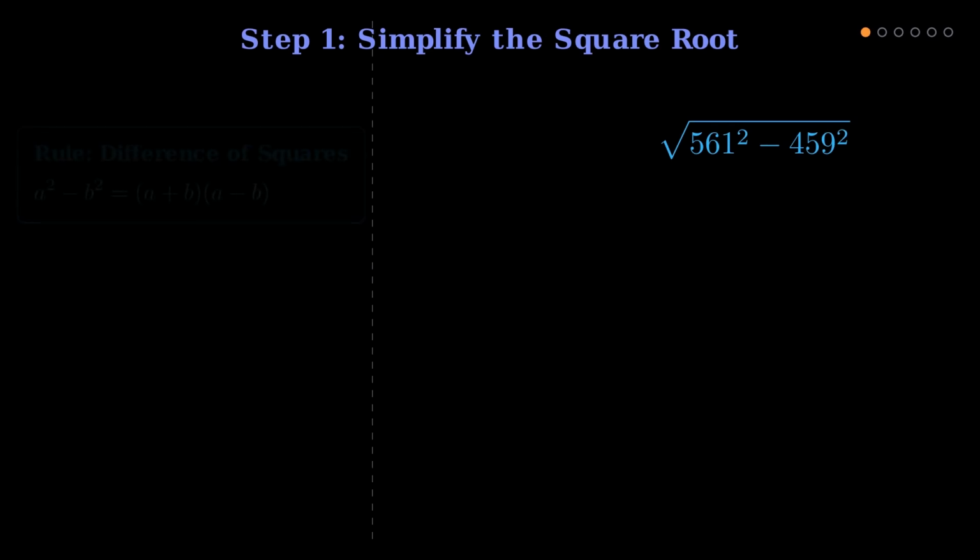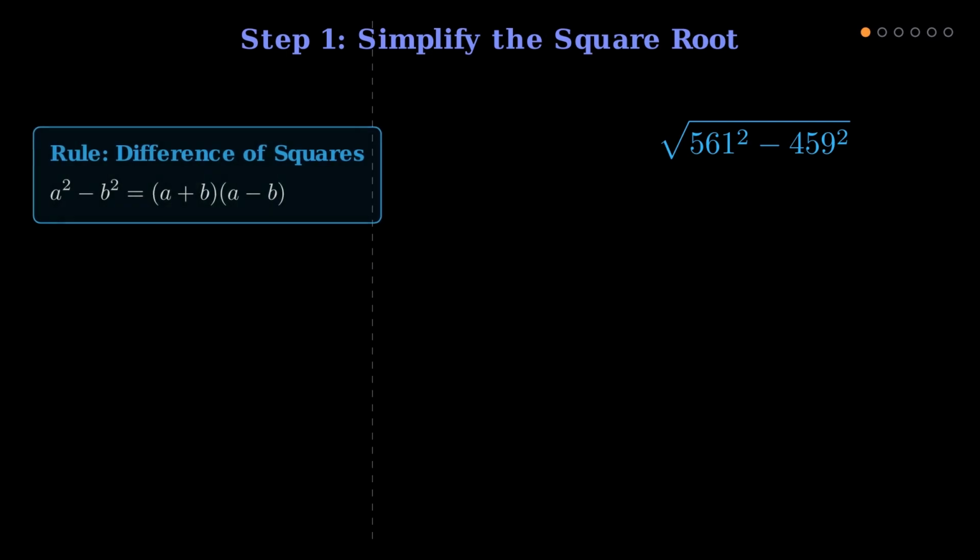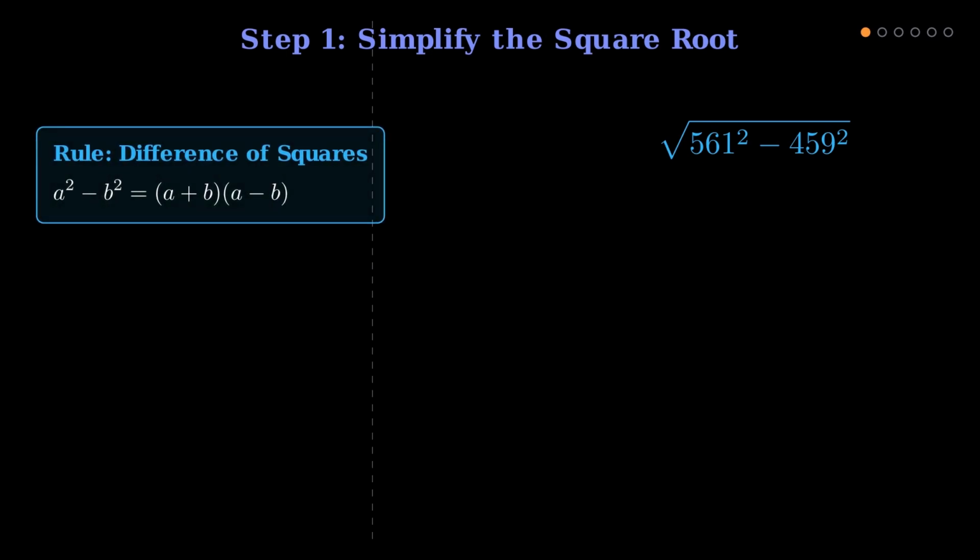Here's the key trick. Whenever you see a squared minus b squared, use the difference of squares formula. It turns a huge subtraction into a simple multiplication. Here a is 561 and b is 459. So we calculate the sum and the difference. 561 plus 459 equals 1020. And 561 minus 459 equals 102.